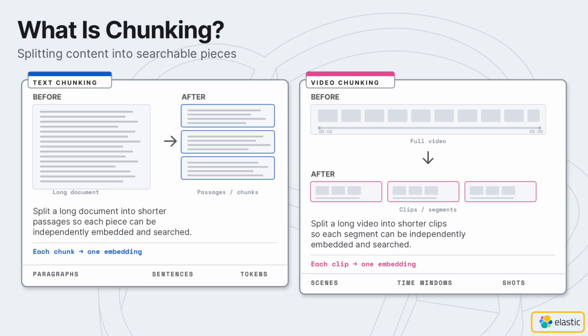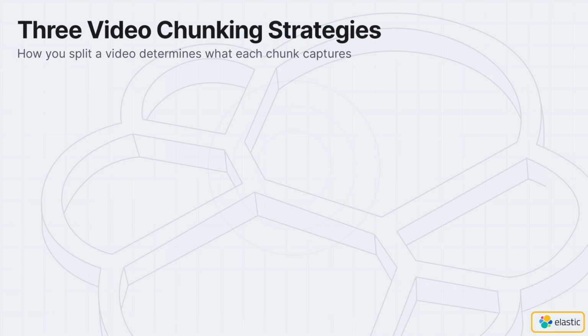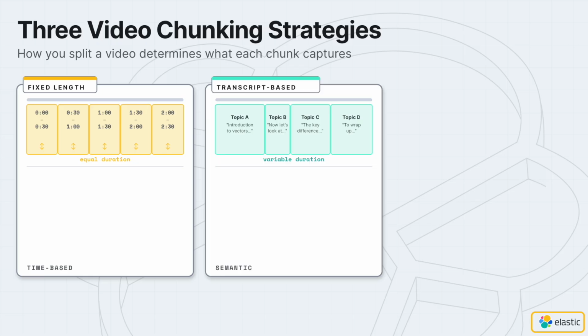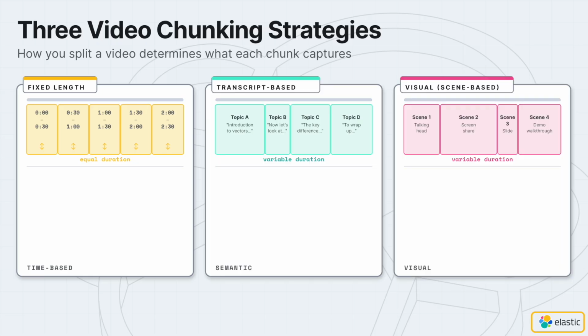You can imagine it's not so useful for a video search to return the entire meeting recording or even a 15-minute YouTube video. It would be so much better for the search to return a specific clip. But how should you chunk a video? Well, in my opinion, there are three main strategies that you should consider. These are chunking by fixed length, by semantics using the transcript, and by visual changes.